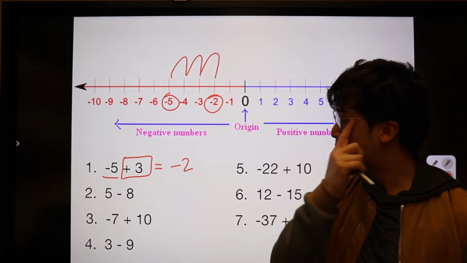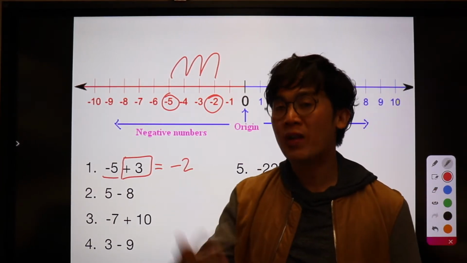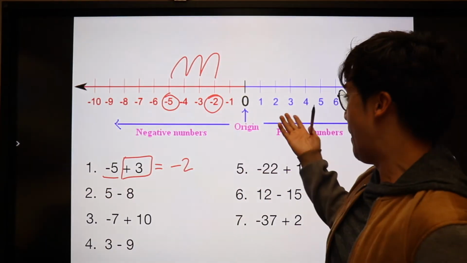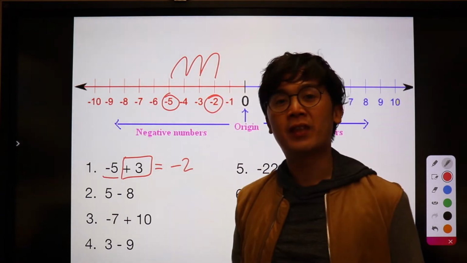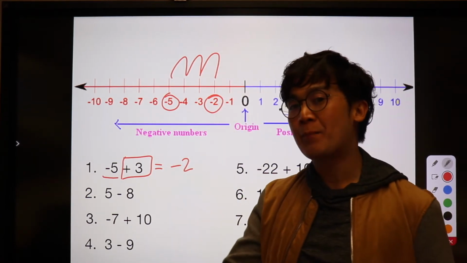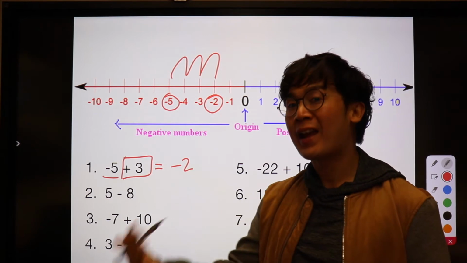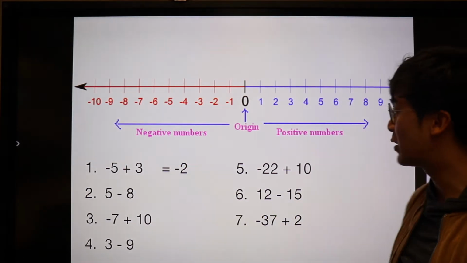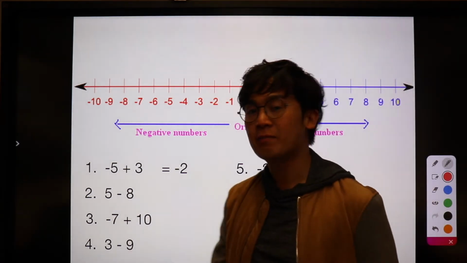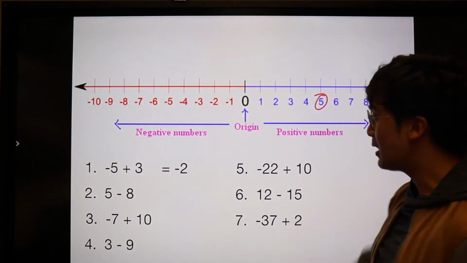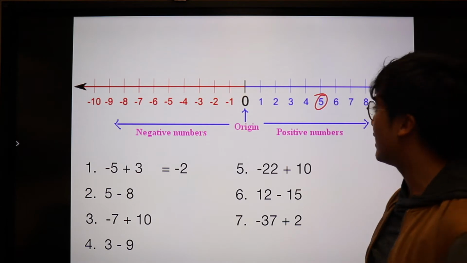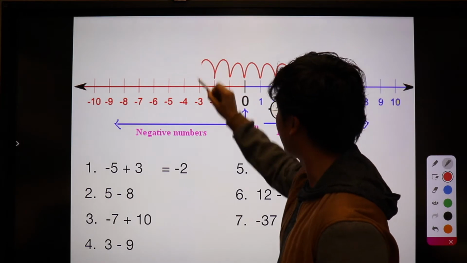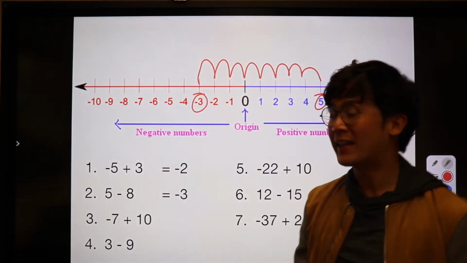So in mathematics, try not to guess what the answer should be, or try not to come up with rules in your head, but just work on the number line so that you will have a better understanding on how integers or positive and negative numbers work. So this one is negative 2, and if we're going to be working with 5 minus 8, you start at 5, and you go 8 units to the left, 1, 2, 3, 4, 5, 6, 7, 8. That's why the answer is negative 3.